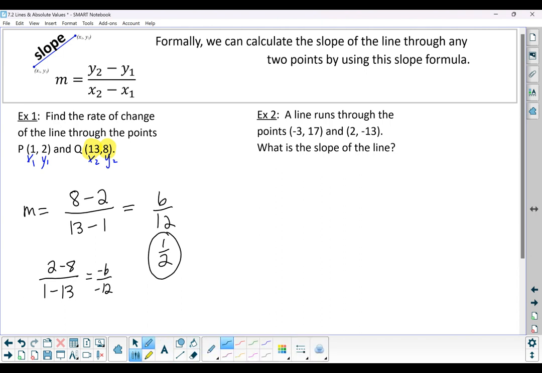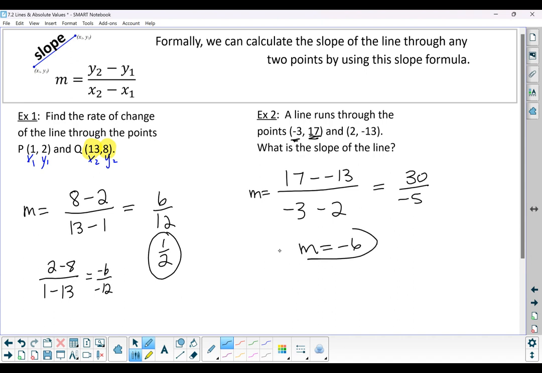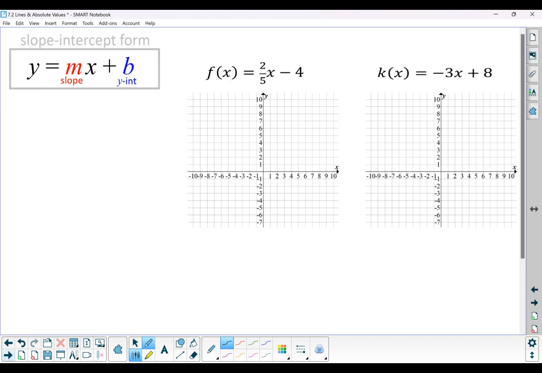All right, so our next example says a line runs through the points -3, 17 and 2, -13. What is the slope of the line? I'm going to start with the 17. 17 minus -13. And since I started with the 17, on the denominator I have to start with the -3. So -3 minus 2. Our numerator ends up being 30, and our denominator is -5. So this line has a slope of -6. And we do usually use the letter m for slope.